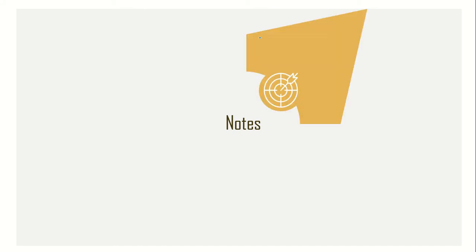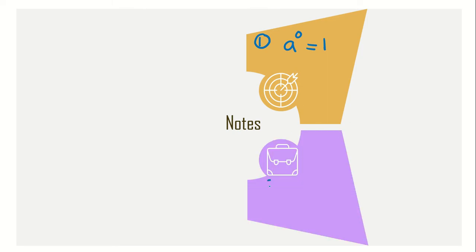Okay. Now let's see what are the important things that we have to be careful when dealing with indices. Okay, so for the first one, we have, let's say you have a base to the power of 0. So this is basically equals to 1. Okay, number 2, a to the power of negative n, so a is the base, is equals to 1 over a to the power of n. So that is for the negative index.